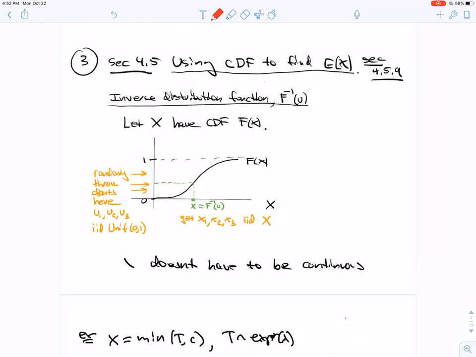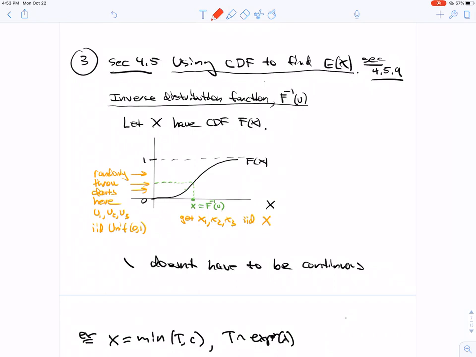So finally, we saw how to use the CDF to find the expectation of x. We first have to talk about the inverse distribution, F inverse of u. So let x have CDF F of x. Let's show here first x being continuous. Notice that the CDF takes values between 0 and 1.